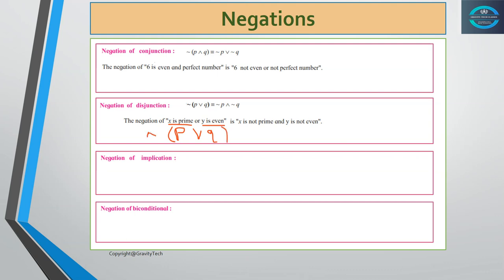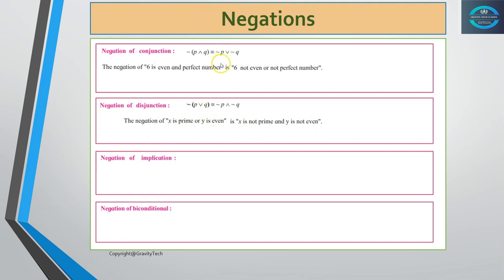So how do we do that? Since it is or, first we say negation of P, meaning X is not a prime. That is negation of P, correct? And then we turn or into and. So this is and, then Y is not even, correct? This will be negation of Q. So this is how you negate a disjunction. Understood? So the negation of X is prime or Y is even is going to be: X is not a prime and Y is not even. Okay, so remember these are De Morgan's law.